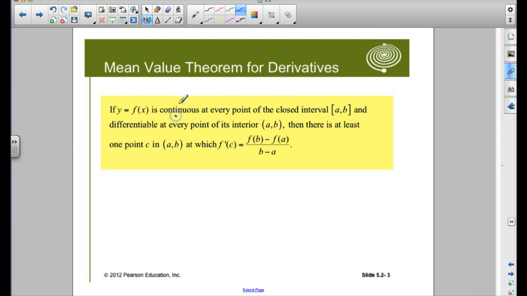It's continuous at every point of the closed interval AB, and differentiable at every point of its interior. Notice it's not closed, it's interior points. Then there is at least one point C in AB such that f prime of C is equal to f of B minus f of A over B minus A. So there's at least one point. Could be more, but there's at least one point. So if this doesn't fail, something else is wrong.